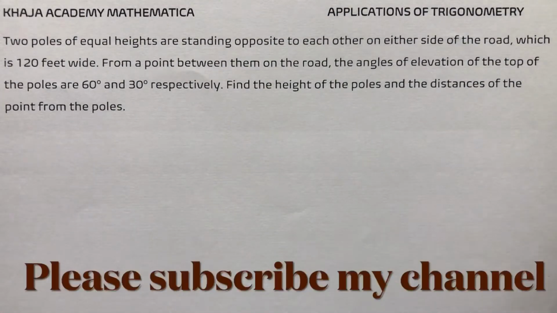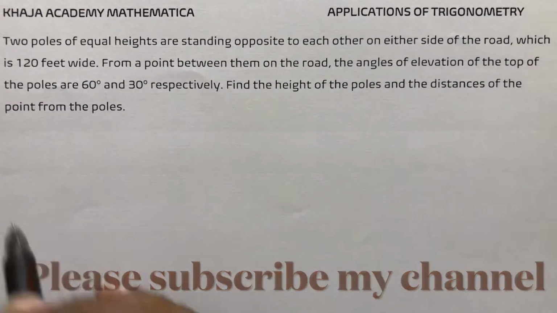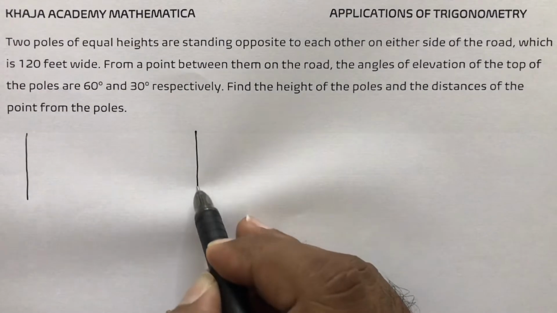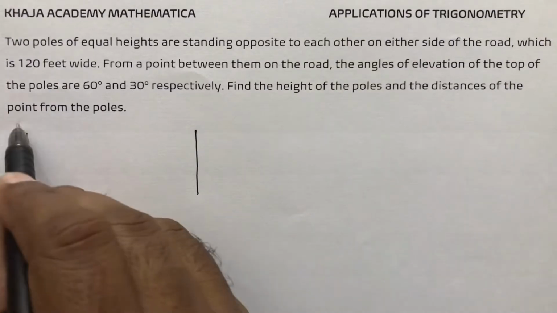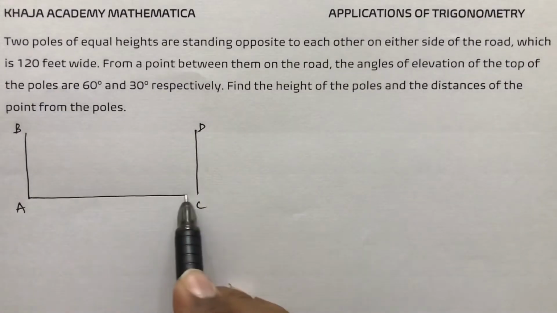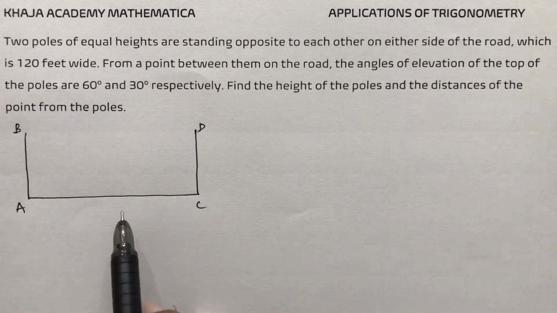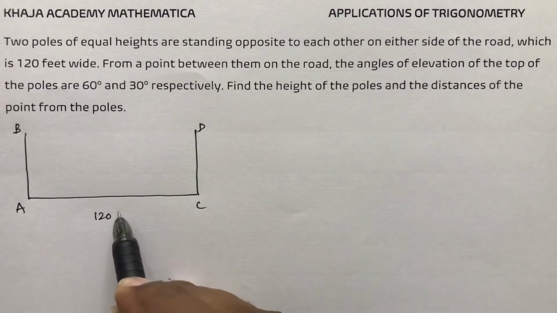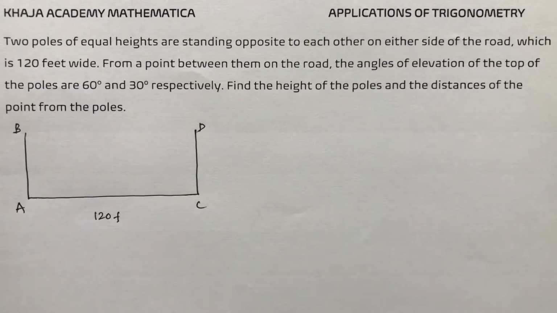Two poles of equal heights are standing opposite to each other on either side of the road. Two poles of equal height. So I'll take here AB and CD are two poles standing on opposite sides of the road, which is 120 feet. See here, the question is in terms of feet, 120 feet.